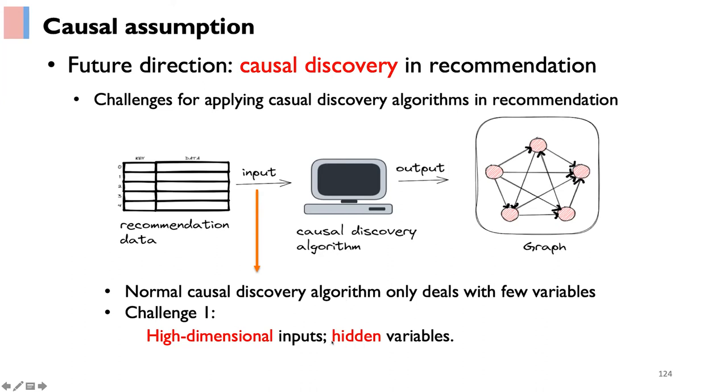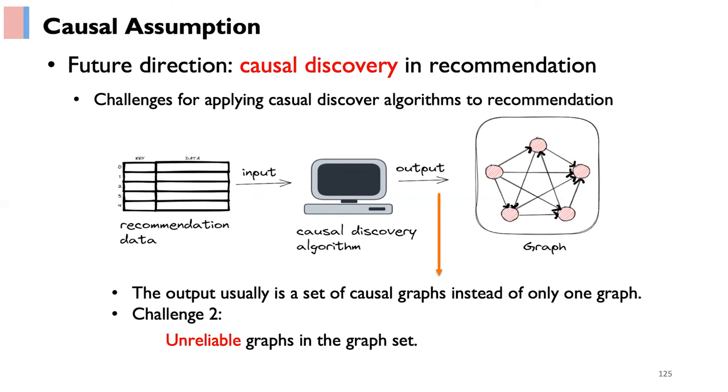And at the same time, there are many hidden variables affecting the generation of recommendation data, but these variables are not recorded by the system due to technical issues. For example, it is unaffordable to record all of the social events that can affect the behaviors of users. And due to privacy restrictions, it is also hard for the recommender system to record the very detailed status of the users, for example, the mood of the user. So there are many hidden variables affecting this system, and these hidden variables are all problems for the causal discovery algorithms.